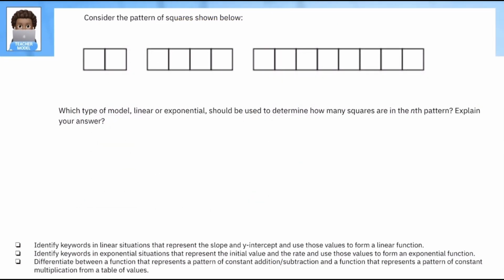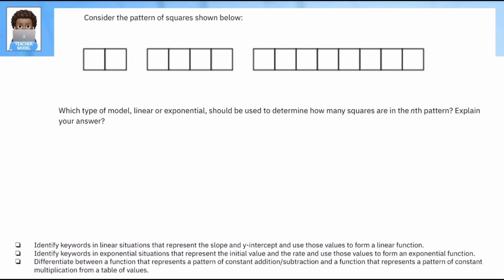And here's our last one I want you to try. You can hit pause afterwards. Consider the pattern here. Look at the growth here. What type of model is being shown here? Is it linear or would it be exponential? And how would you determine the end pattern? Let's say you wanted to know the 5th set of blocks. What would the 5th set in the pattern look like? And explain. So hit pause and jot this down.